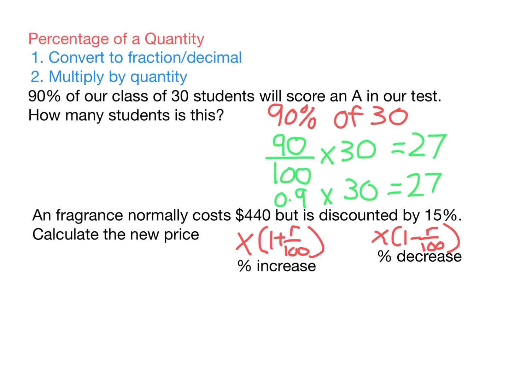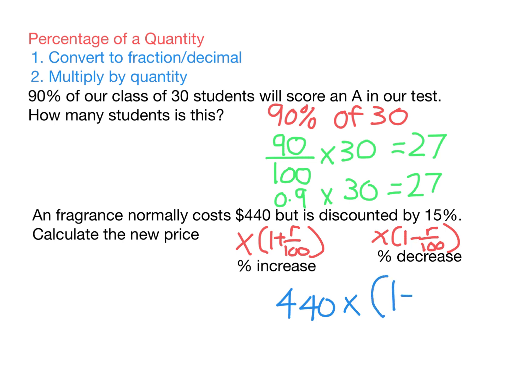So we can use this idea, percentage of a quantity, to calculate percentage increase and decrease. So let's say a fragrance normally costs $440 but is discounted by 15%. Calculate the new price. You can use this formula here when you're performing a percentage increase, and this when you're performing a percent decrease. Note in both cases R is the rate. It is the percent by which you're increasing or decreasing. So if you want to discount or decrease 440 by 15%, you take your quantity, and this time we're going to times by 1 minus R over 100, minus because we're decreasing.